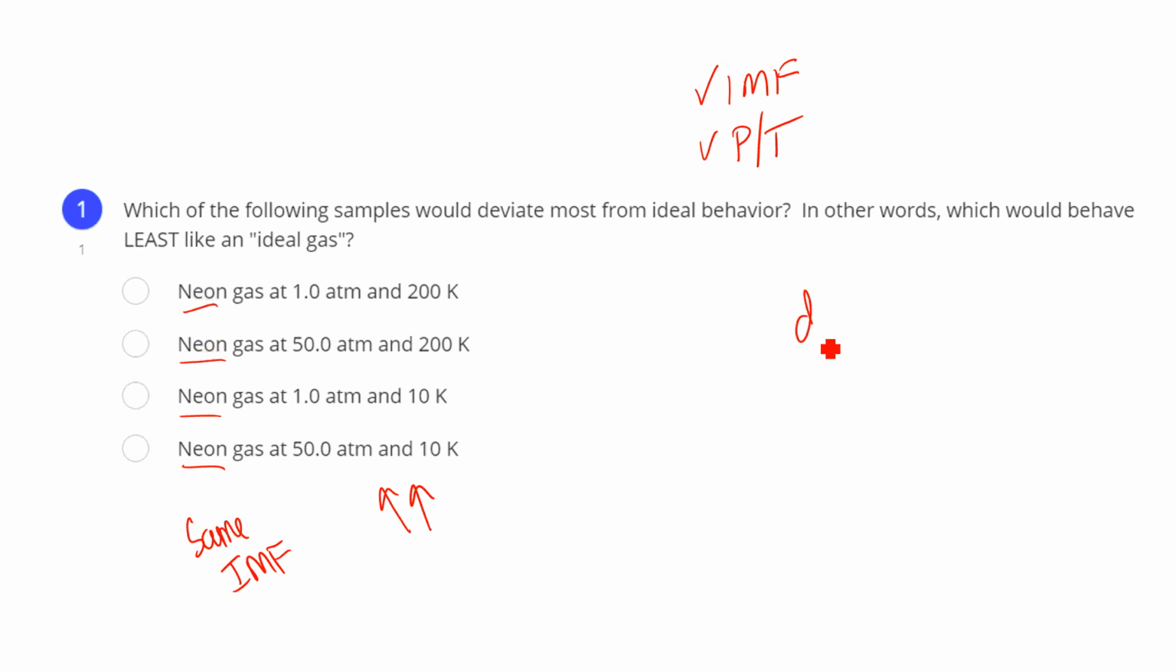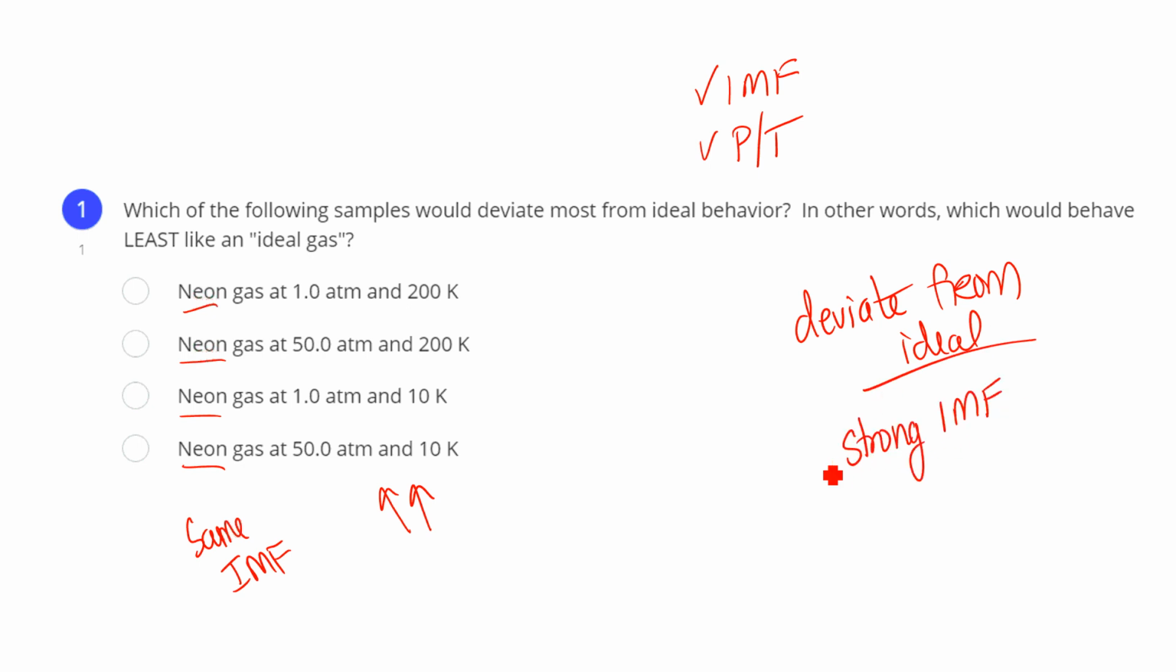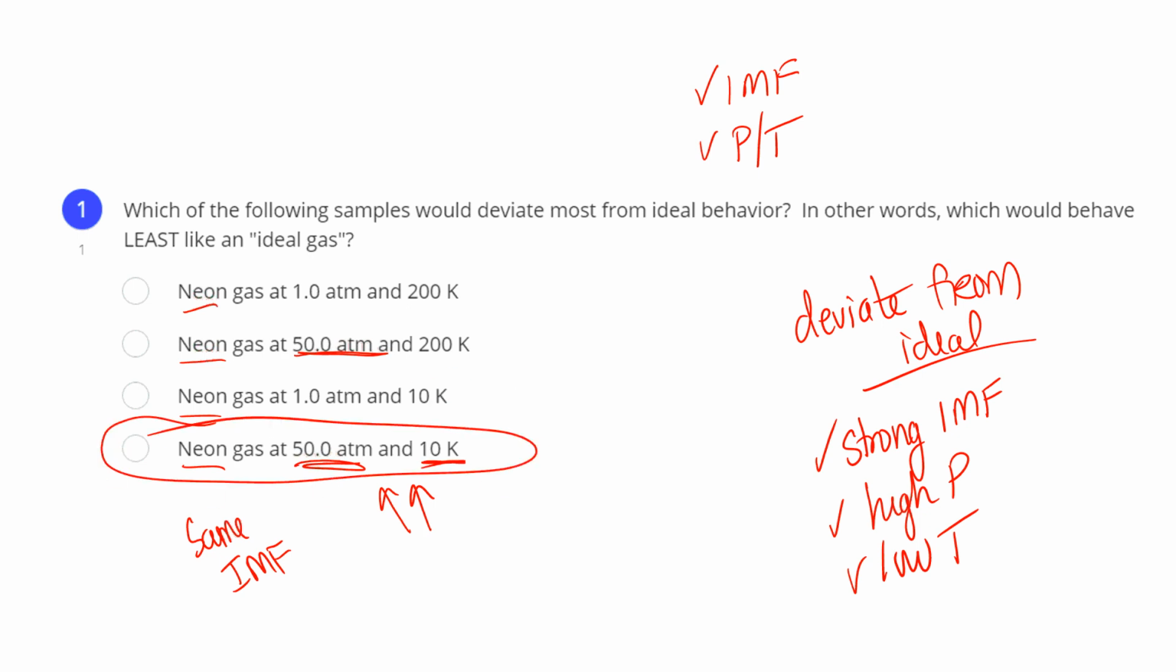And we know that gases tend to deviate from ideal when they have either strong intermolecular forces or if they're at very high pressure and/or low temperature conditions. So I'm going to look for the high pressure. That would be either this one or this one, and I'm going to pick the one that has the lowest temperature of them all. So this is going to be my correct answer here. This will behave the least ideally.